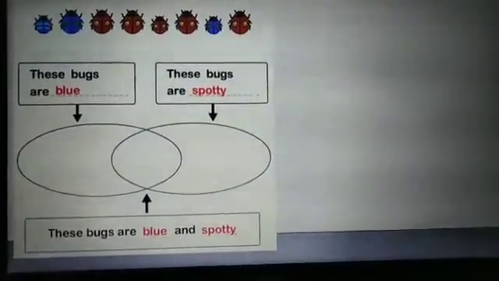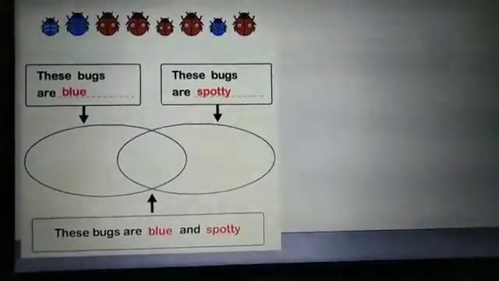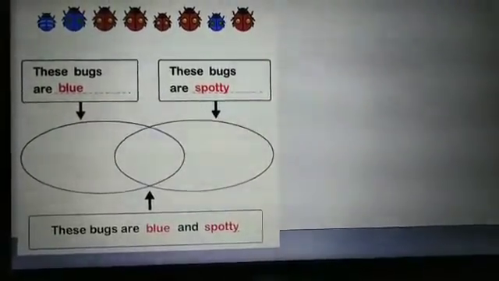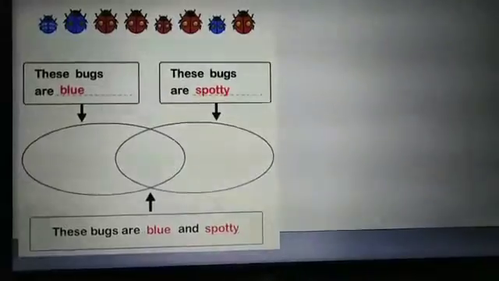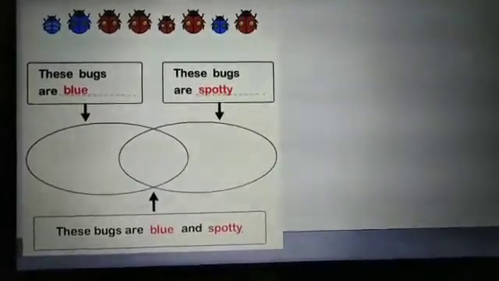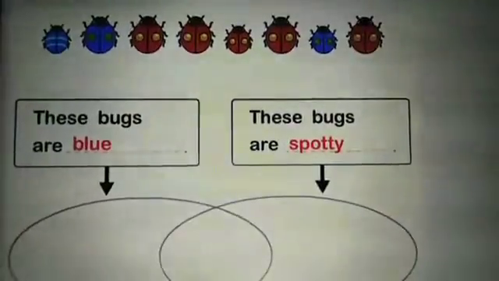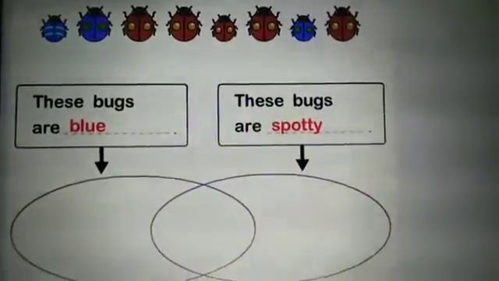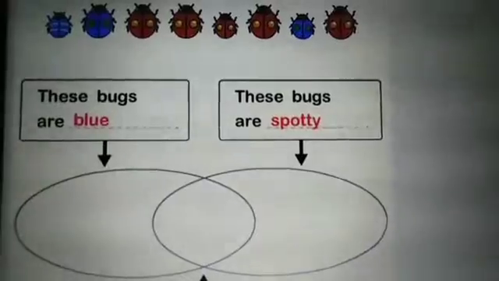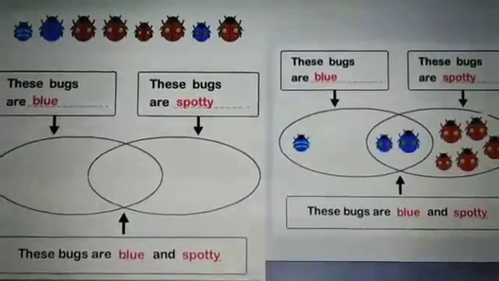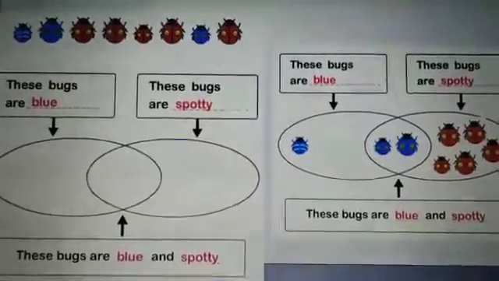Here is another example on Venn diagrams. The first circle is for bugs that are blue, the second circle is for bugs that are spotty, and the overlap is for bugs that are both blue and spotty. Take a look at the insects and try to find out where you have to draw each one of these bugs. I think all of you got the correct answers.